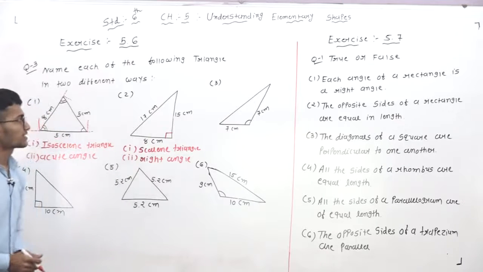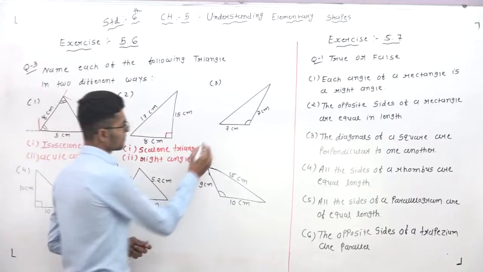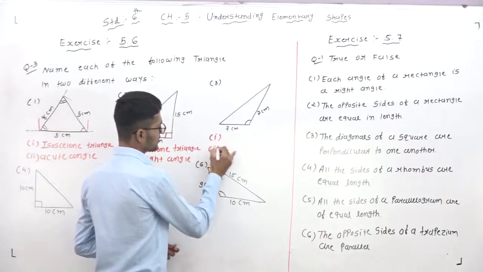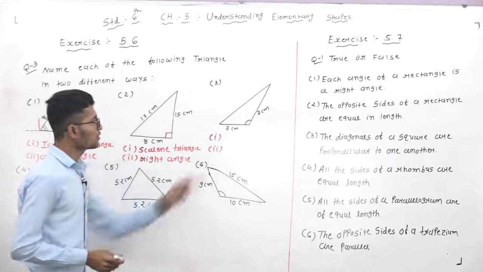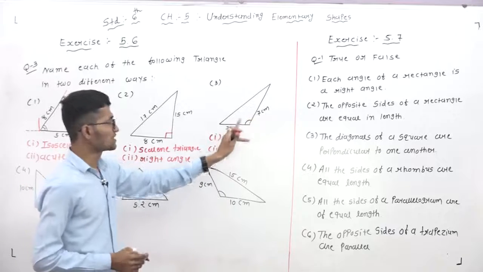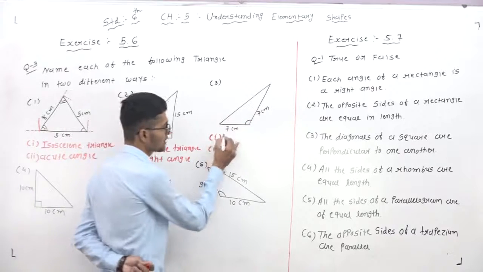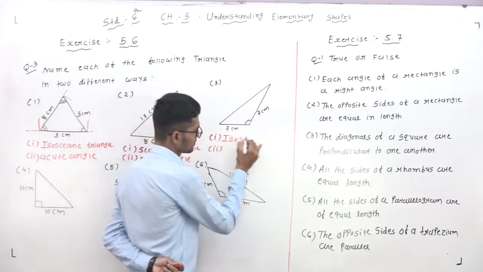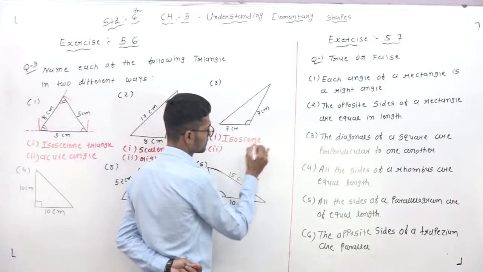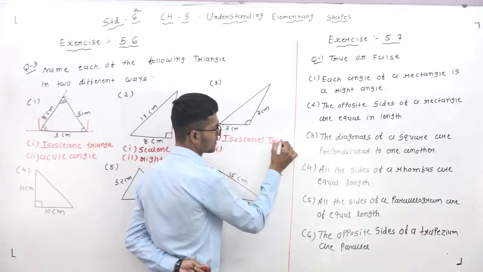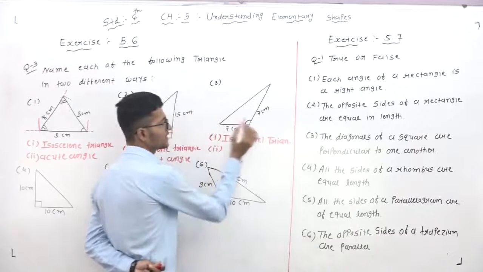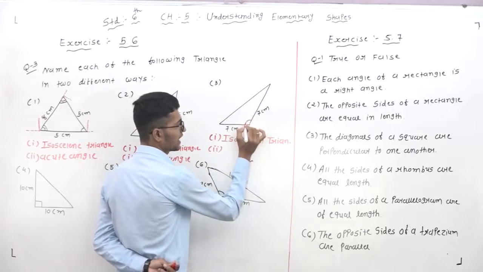Then after, our next is the third one. So see our third one, two ways. First of all, here two sides are given the same. It means isosceles. Isosceles triangle. And then after, see here, this angle is given.